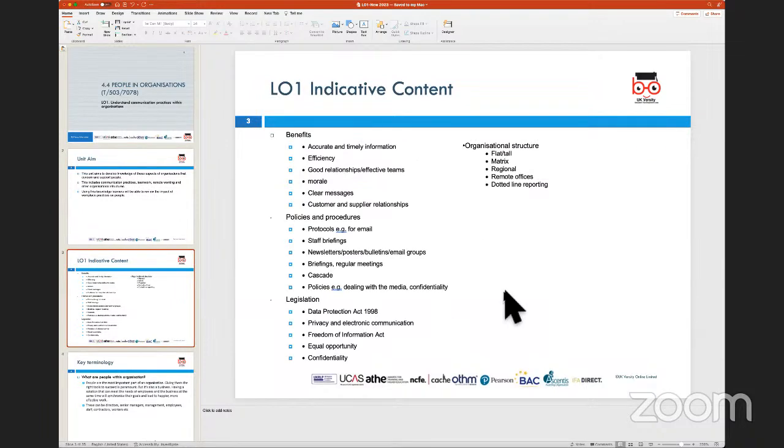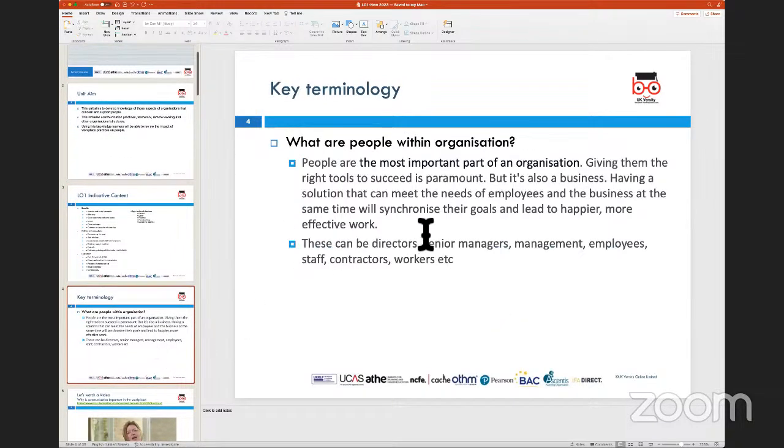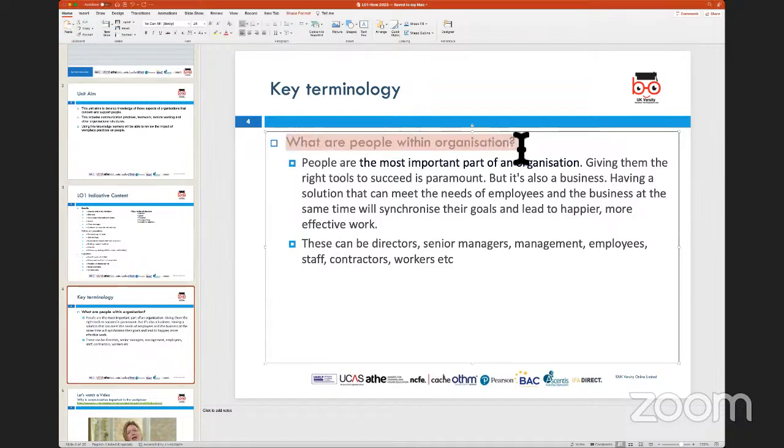Now, we've covered the unit aims. I've briefly shown you what we are looking at covering in learning outcome 1. Let's start off with a bit of terminology and understanding what we mean by people in organization. When we talk about people in organization, we are looking at one of the resources which is going to be very important for the organization, because this resource can actually control and effectively look at all the other types of resources within the organization, which could be things like financial resources, administrative resources, equipment, or infrastructural resources. And these are areas which people within the organization are able to work on.